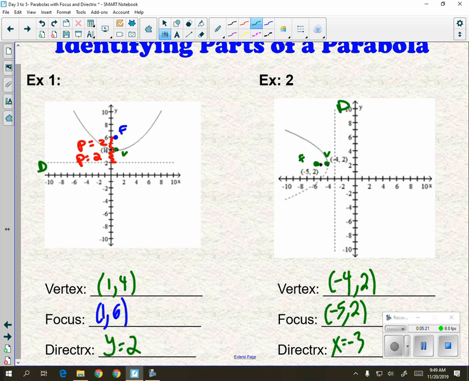Now try and figure out what the p value is here. If you go from the vertex, that is 1 unit over to the focus. And if you start at the vertex and go to the directrix, that is also 1 unit over. So my p value is 1.